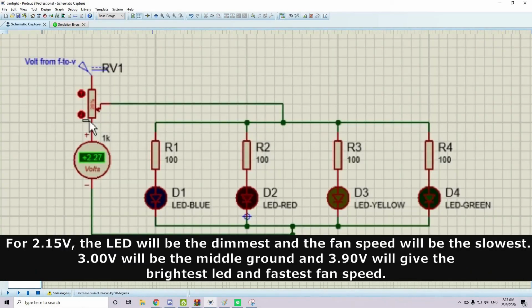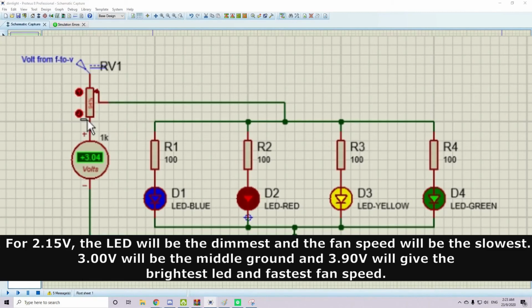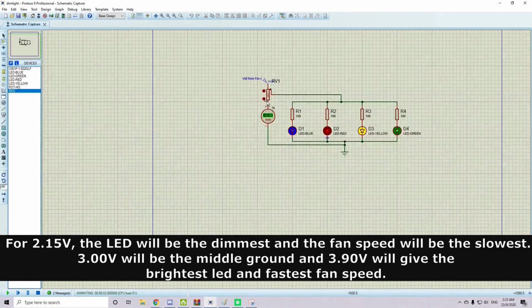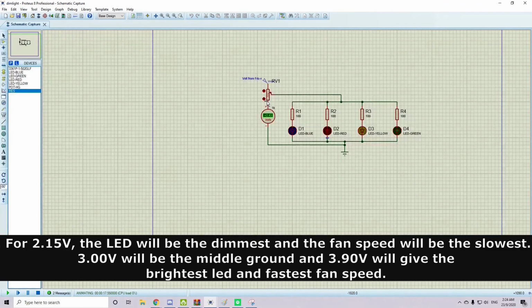For 2.15 volt, the LED will be the dimmest and the fan speed will be the slowest. 3 volt will be the middle ground and 3.9 volt will give the brightest LED and fastest fan speed.